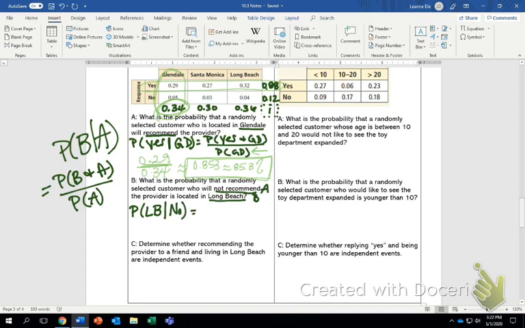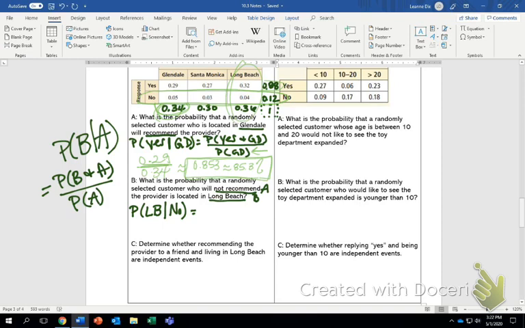So again, I'm going to go ahead and erase all of this because I don't need it anymore. And I'm going to circle my pieces. They do not recommend it. They do not recommend, and they live in Long Beach.